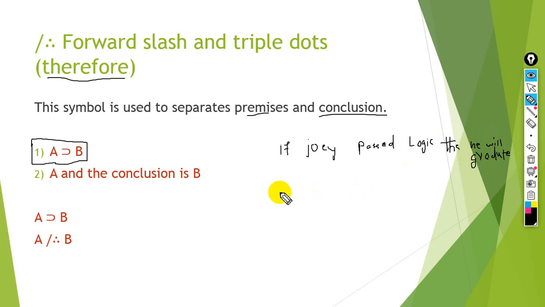Here, for example, we write the statement: Joy passed logic, therefore he has graduated.